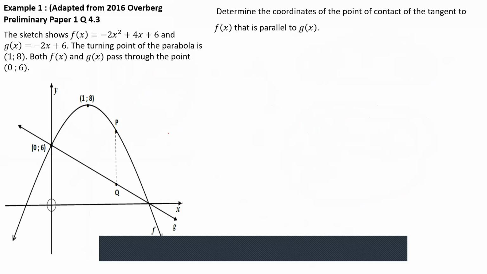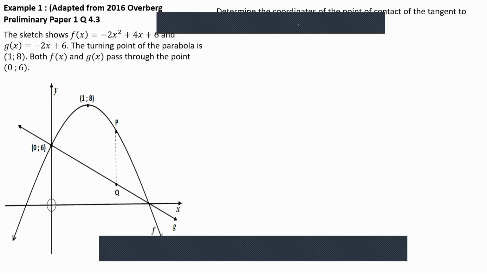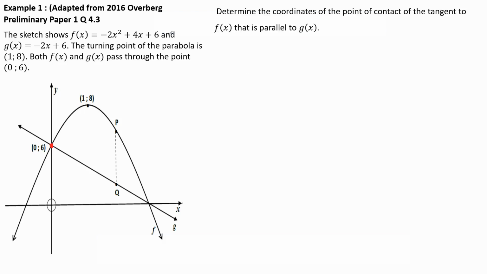The sketch shows f of x equals minus 2x squared plus 4x plus 6, and g of x is minus 2x plus 6. The turning point of the parabola is (1; 8). I can even see it on the diagram. Both f and g pass through the point (0; 6). So I'm looking at (0; 6) there. I think that's the point where f and g are passing through. Perfect. 4.3 then says the following.